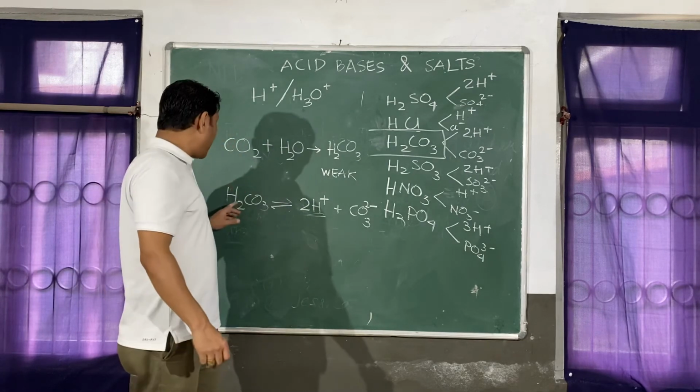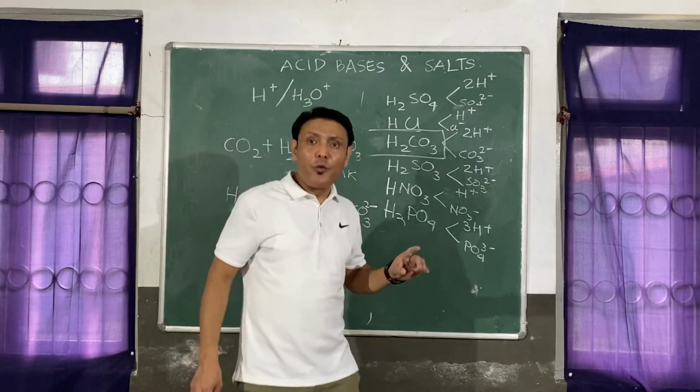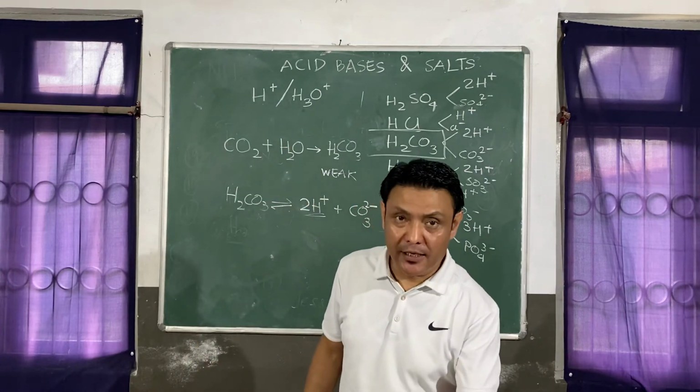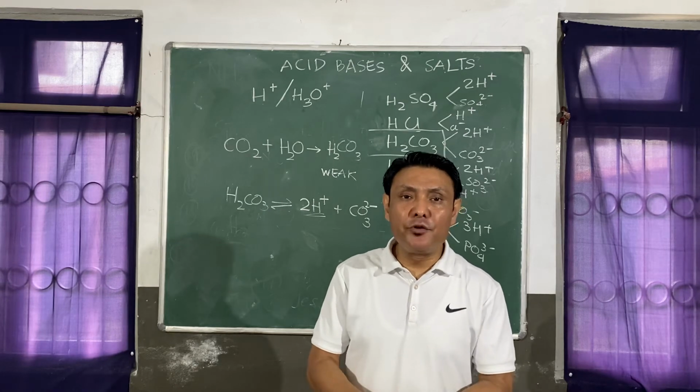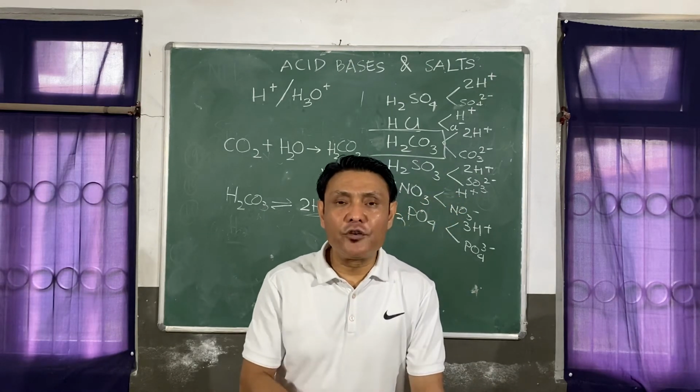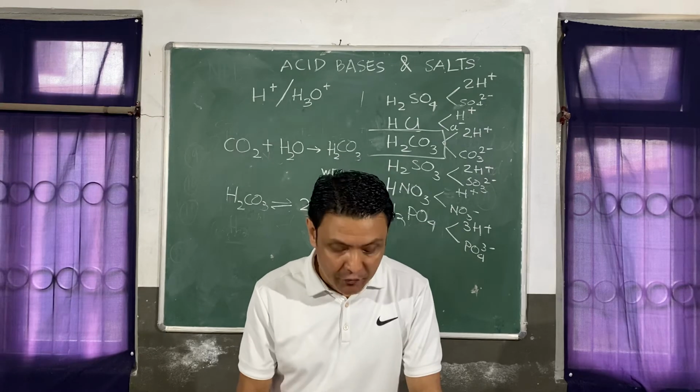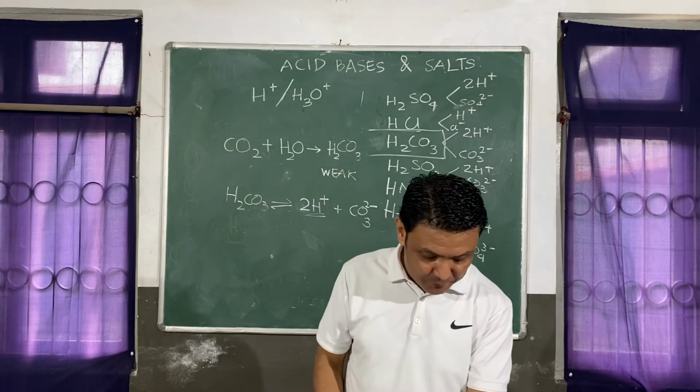So what is a weak acid? A weak acid is an acid which dissociates partially in its aqueous solution to produce a low concentration of hydrogen ions. Therefore it is a weak acid.